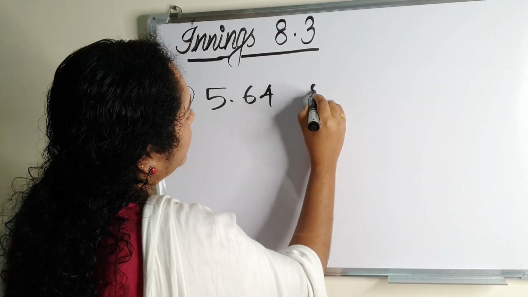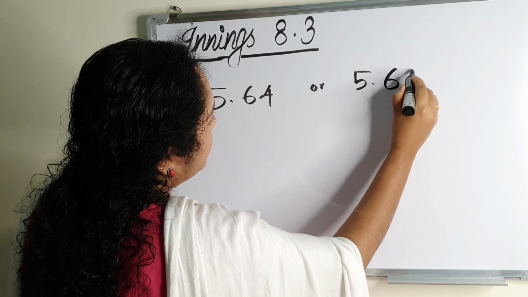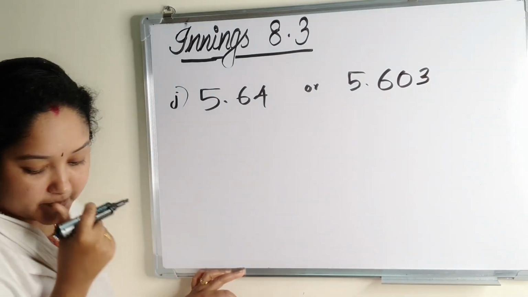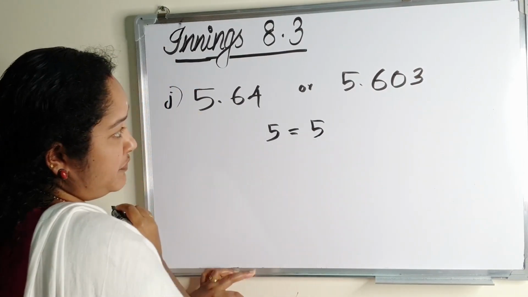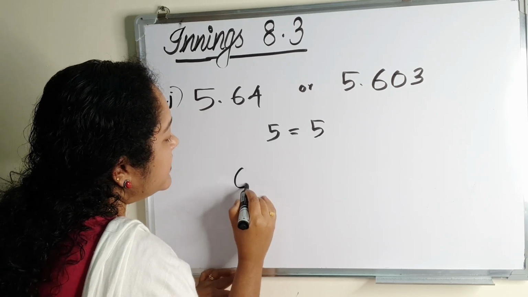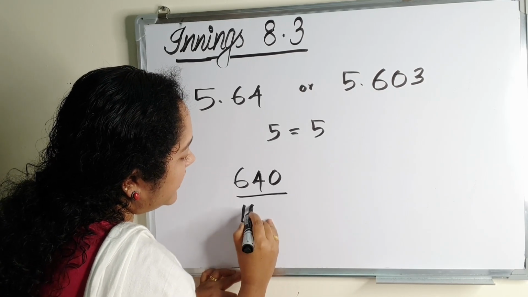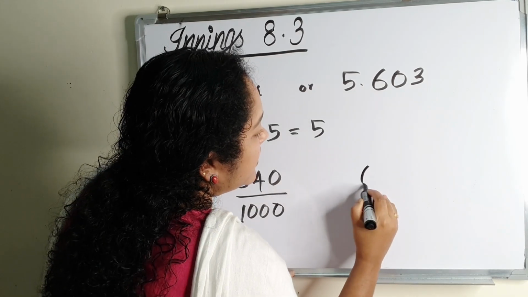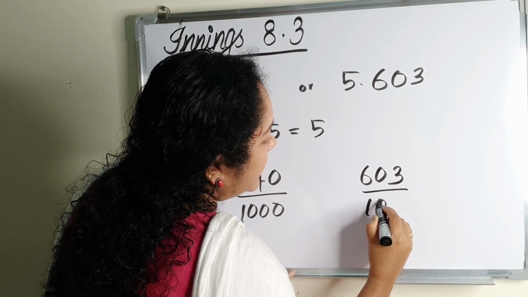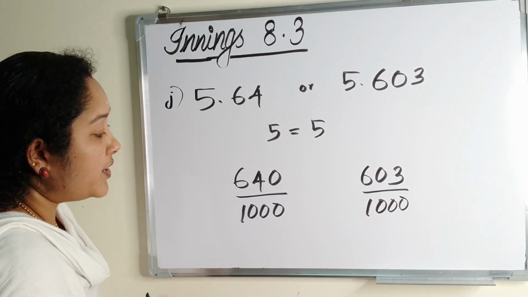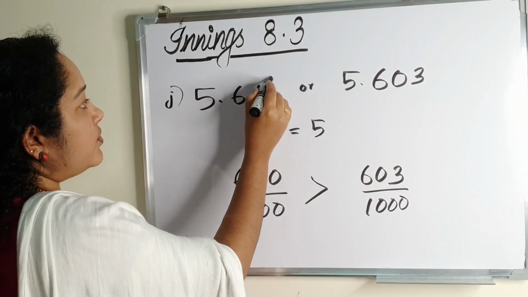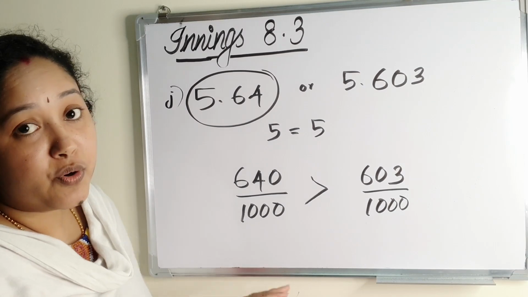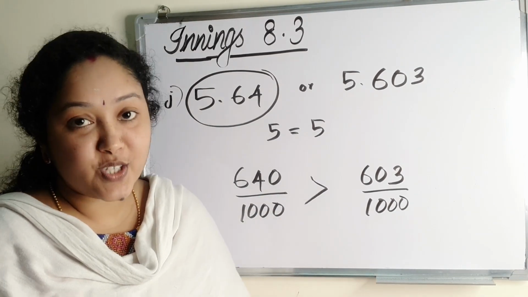Next question. 5.64 or 5.603. Here the whole part is equal, that means 5 equal to 5. The fractional part is 640 by 1000, here 603 by 1000. 640 by 1000 is greater than 603 by 1000. So 5.64 is greater than 5.603.